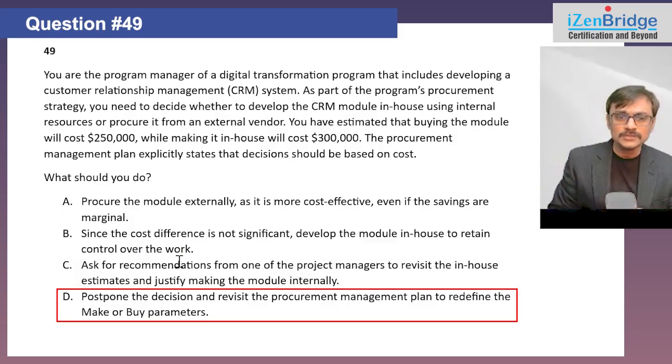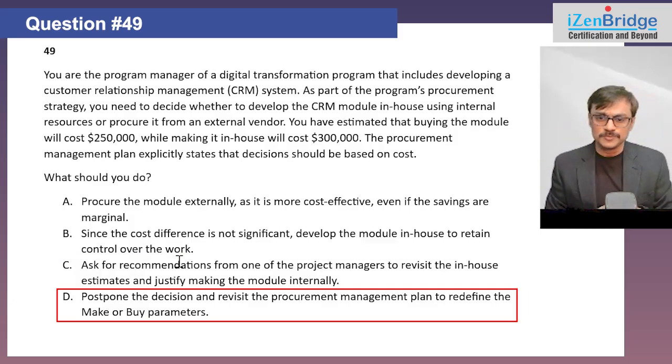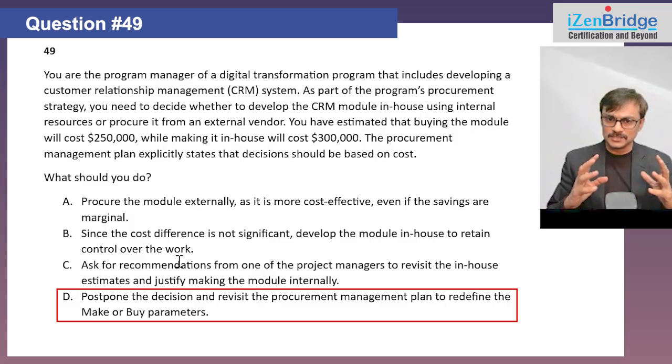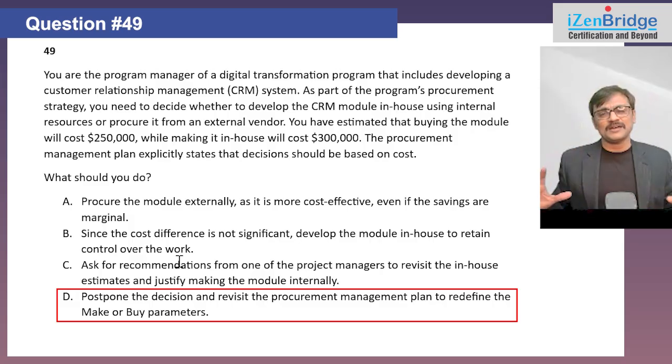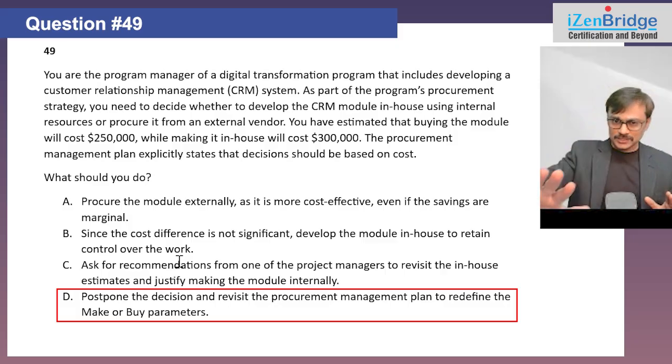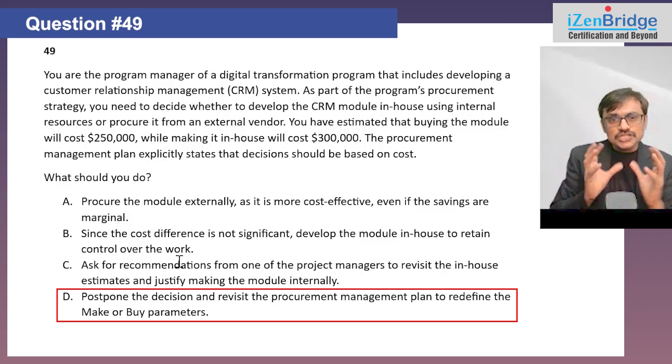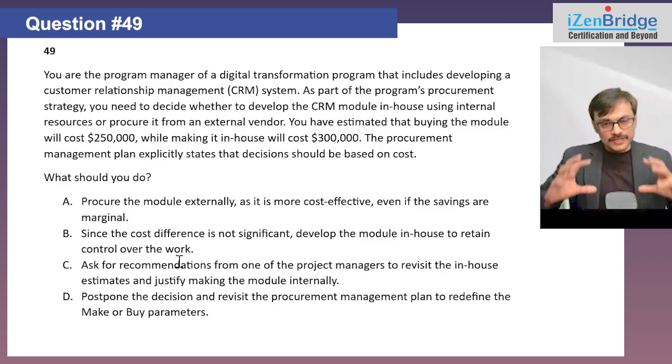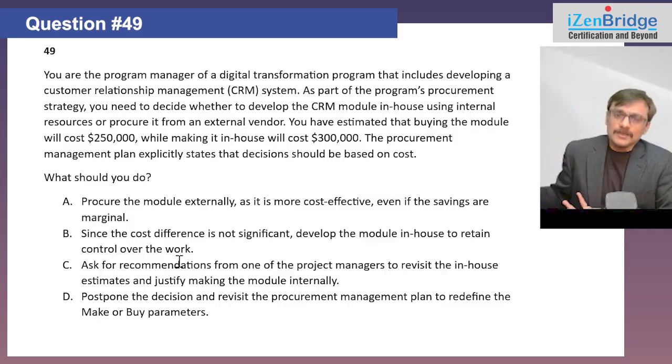Option D, postpone the decision and revisit the procurement management plan to redefine the make or buy parameters. You're saying this make or buy parameter itself is wrong, and you want to revisit and recreate it. You may do it, there could be such a situation. But the question is not indicating that you are dissatisfied with the make or buy parameters, or that stakeholders are not happy with it, or that you are confused about making the decision only based on cost. That struggle is not clear in the question. So when the struggle is not clear, why should I worry about it?